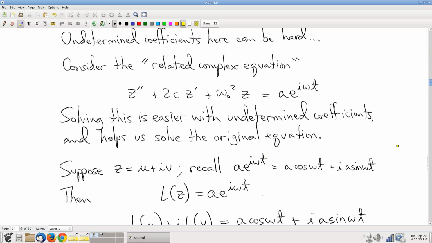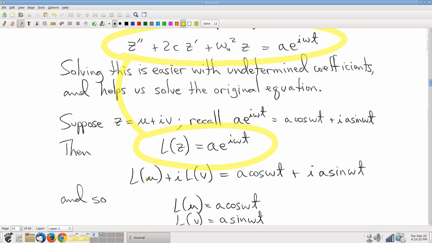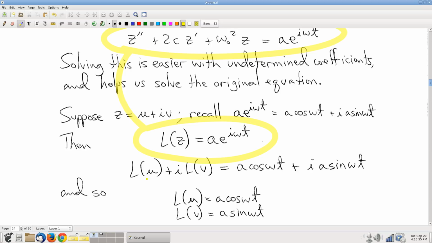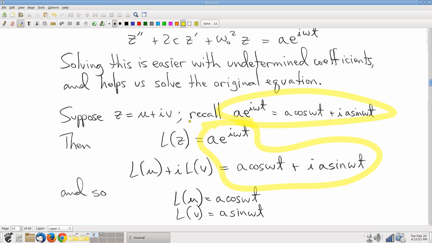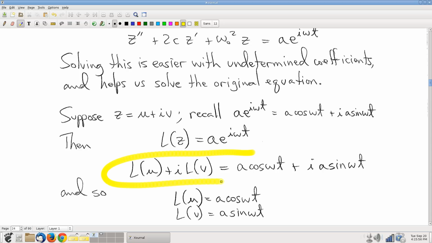And let's rewrite this differential equation now. That differential equation is just this. Okay. Well, plugging in what I know, plugging in that Z is U plus iV, and expanding by linearity, the left side turns into that. The right side we've already observed is that. And so my differential equation becomes this.